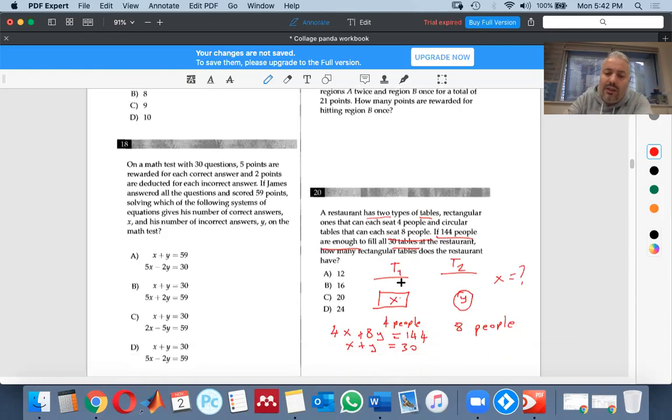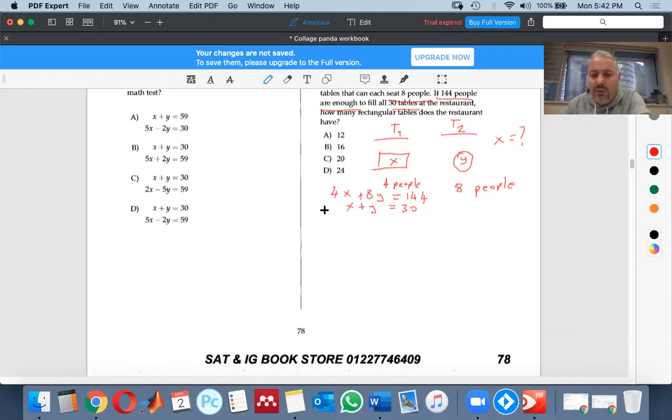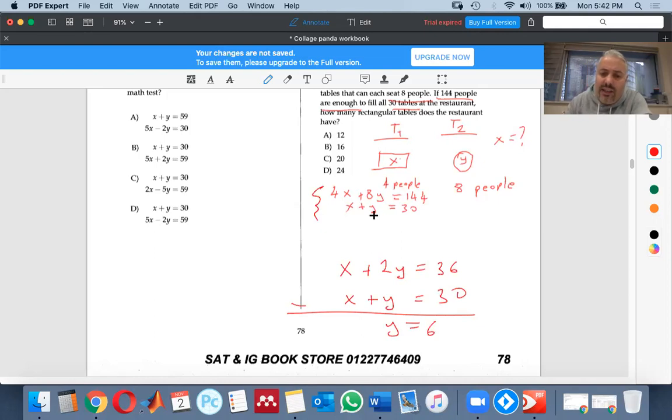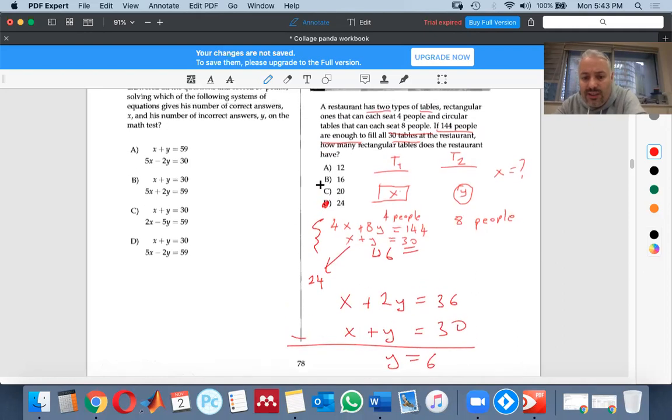What can we do? I can do this one. First of all, 4, 8, 144. Can I divide this by 4? X, 2y, 36. And x plus y is 30. Just subtract. X minus x, 0. 2y minus y, y. 36 minus 30, y is 6. If y is 6, x will be 24. 24 plus 6 makes 30. So result is D. Check it one more time, all the things by yourself.